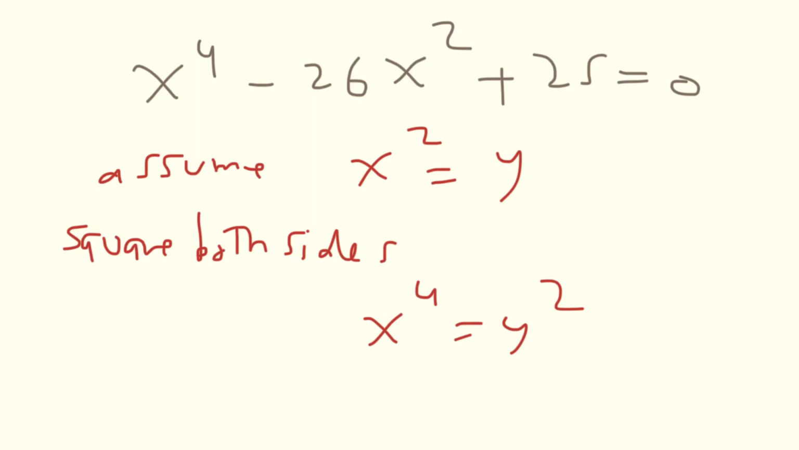If you assume this is automatically true, right? So what is the benefit? The benefit from this assumption is I will replace the x with y. See this x power 4? I replace it with y squared. So I'm going to write y squared. My equation becomes like this.